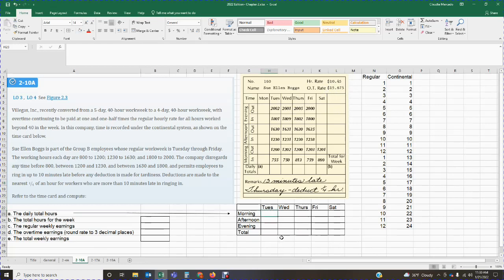So let's start with Tuesday. We're going to start from the bottom up because this is the morning, afternoon, and evening. Okay, so the employee worked from 7:55 to 12. The instructions say that if you clock in before 8, you will not get paid.